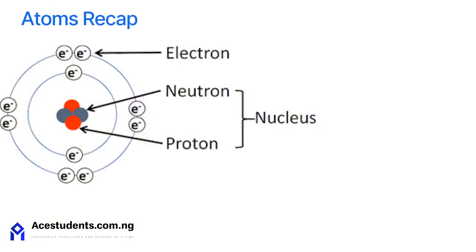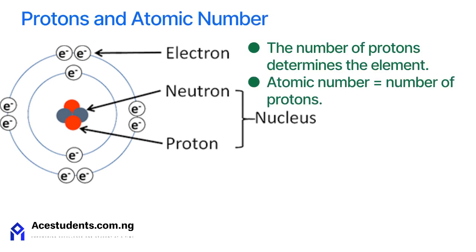Before we dive into isotopes, let's quickly review the structure of atoms. Atoms are the smallest units of elements. They contain protons and neutrons in the nucleus, with electrons moving around the nucleus. The number of protons in the nucleus decides which element an atom belongs to. This is also known as the atomic number.